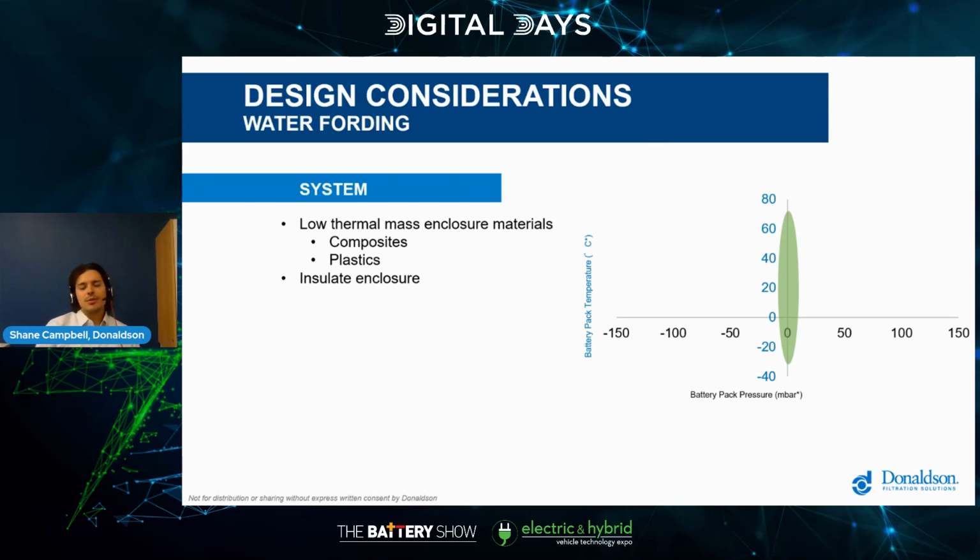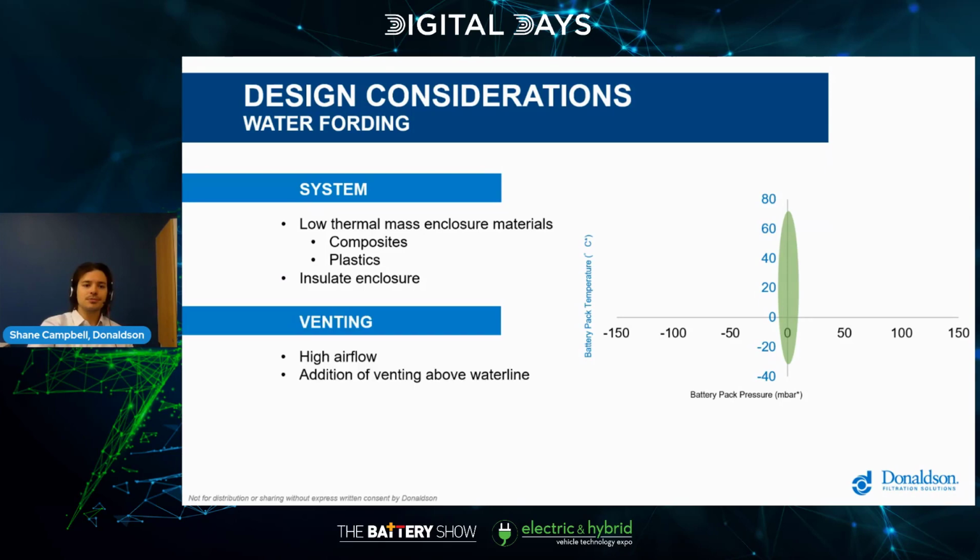All right, so when we look at the edge case of water fording, there are a few considerations at the system level. What type of materials are you using for the enclosure, and what's the thermal mass? Whether you're using metal, composites, or plastics, and also whether the enclosure is insulated, so it helps shelter from those sudden decreases in temperature, like we saw with that river crossing.